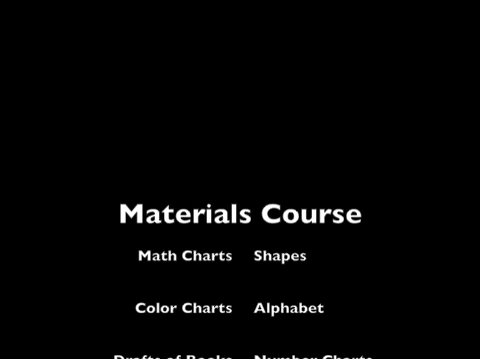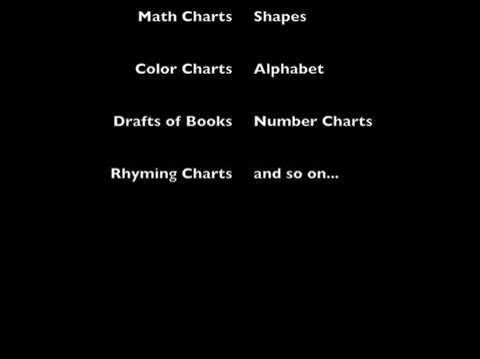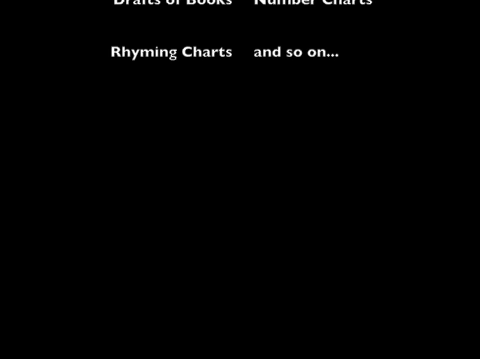So what does it take to put a kit together? One of the first things that can be done is a materials course. This can include math charts, shapes, color charts, alphabet, drafts of books, number charts, rhyming charts, and so on.